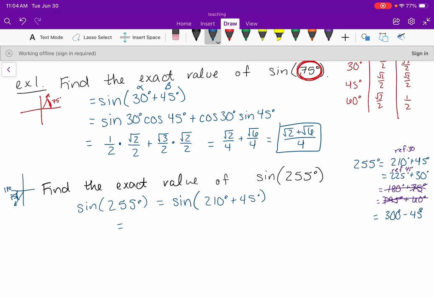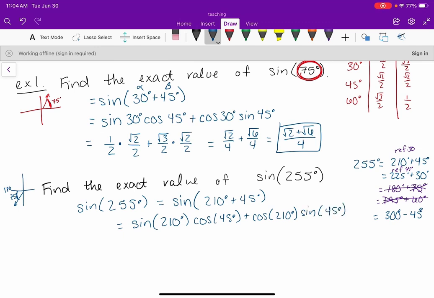And so I use my identity. So this is going to be sine 210 cosine 45 plus cosine 210 times sine 45. Remember, 210 is in quadrant 3 and it has a reference of 30 degrees because that's how far it is from the x-axis. So sine of 210 is the same as sine of 30, which is 1/2.